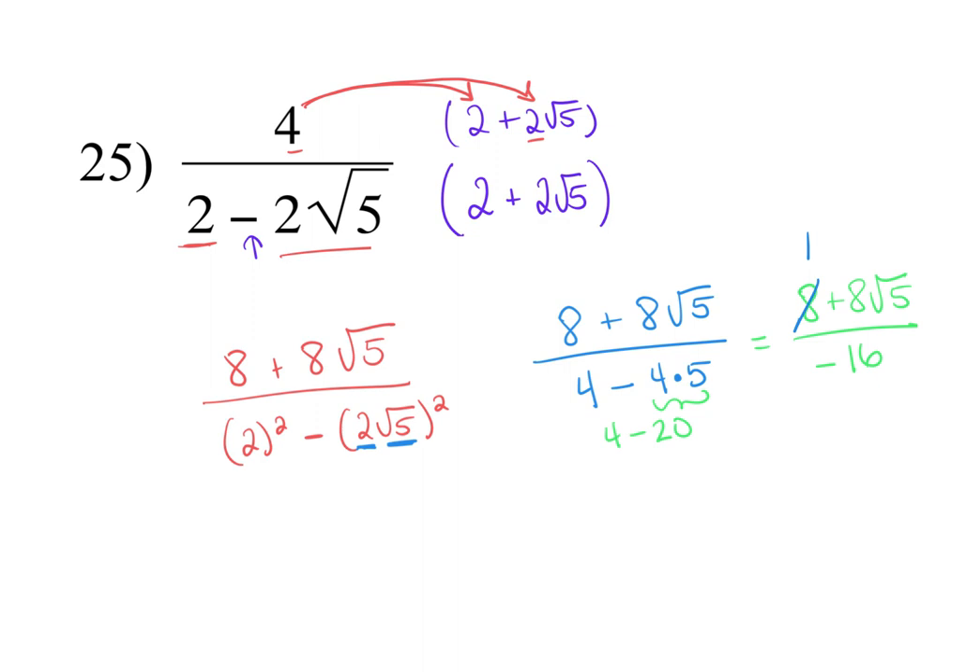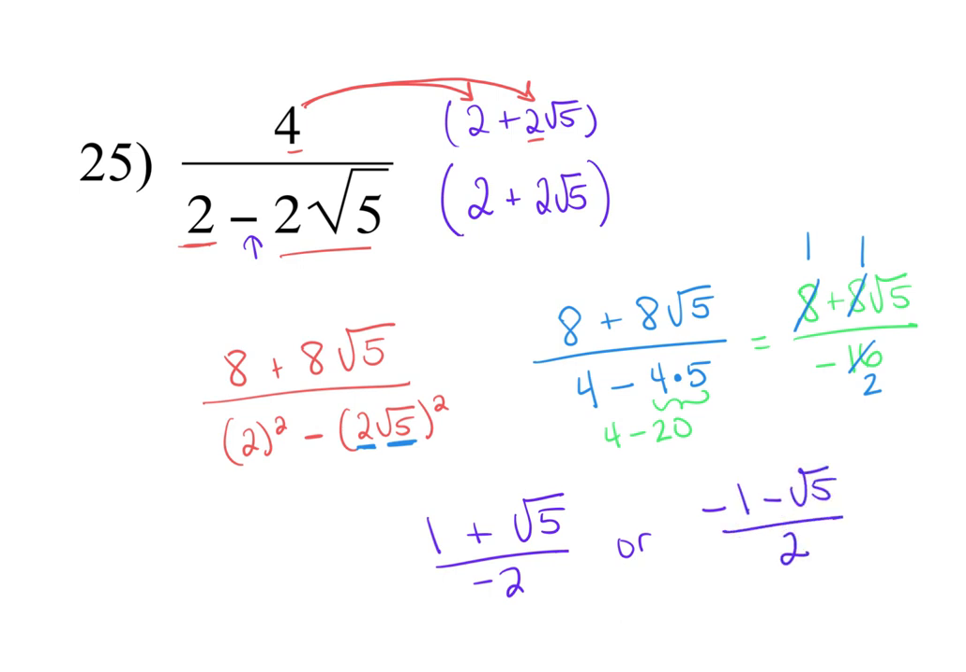8 divided by 8 is 1. 8 divided by 8 is 1. 16 divided by 8 is 2. So you will get 1 plus 1 square root of 5 over negative 2. Or your answer key may distribute that negative to the top. I will take either one of these. In your answer key, it may show a negative 1 minus square root of 5 over positive 2. Those are the same answers. I will take either one. Okay, but your answer key usually distributes that negative to the top and takes it out of the bottom.